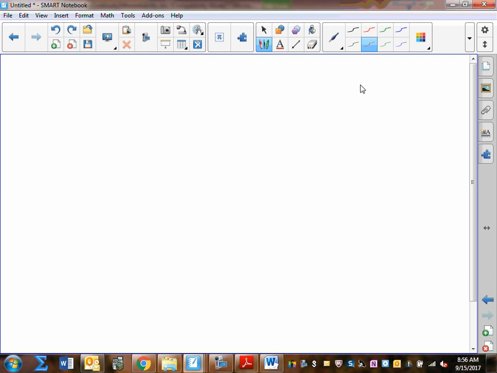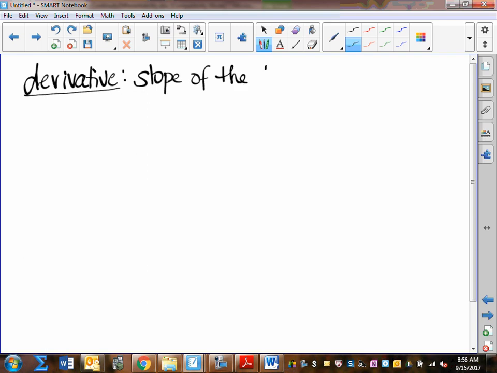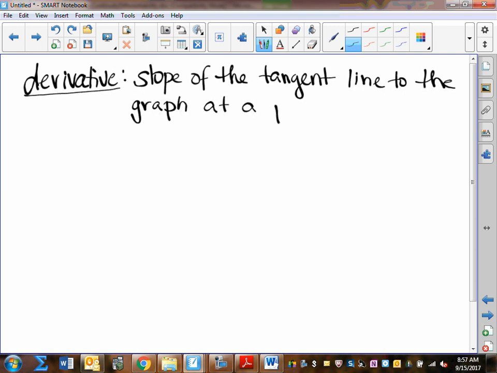All right, so before we do that, let's just recap that whole derivative. Go ahead and write this down. Our derivative is the slope of the tangent line to the graph at a particular point. So I have my function on my graph, pick a point, draw your tangent line, whatever the slope is of that little itty bitty tangent line.